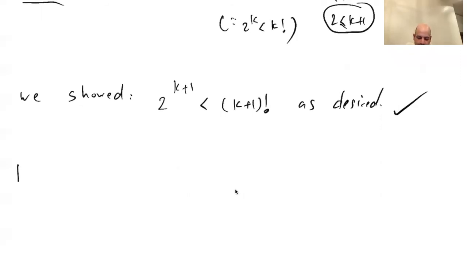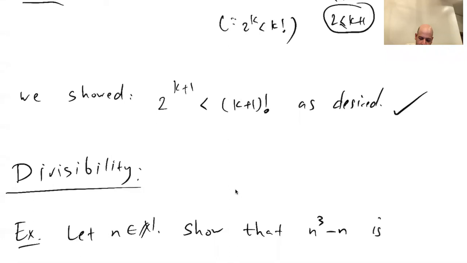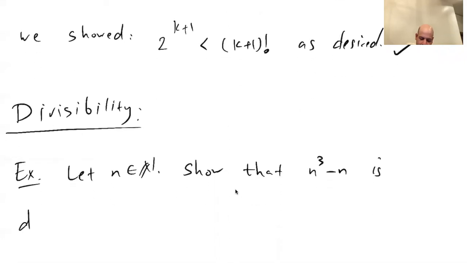Now, for example, another example for divisibility. Example, let n be a natural number. Show that n cubed minus n is divisible by 3.